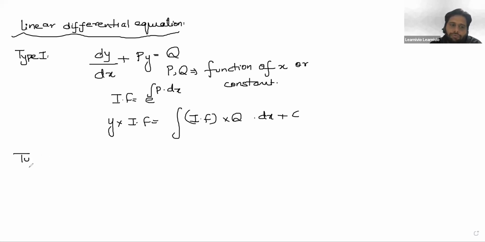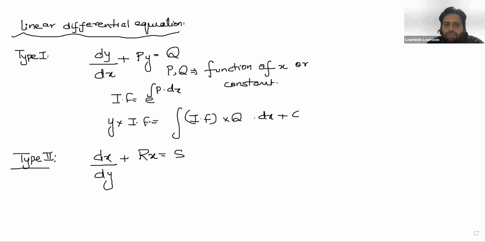Now we have a type 2. You can see some questions like this: dx by dy plus rx is equal to s. Okay, so we have one more type where the question will be given in this form, dx by dy. If you try to solve the question by dy by dx, you will not get the answer. Now everything will become opposite here.